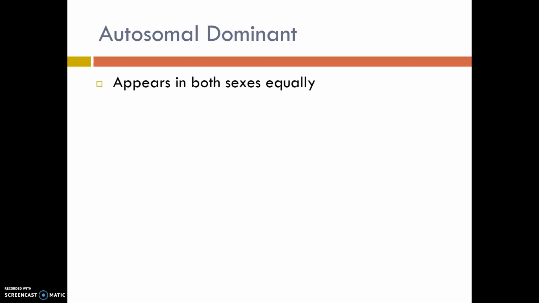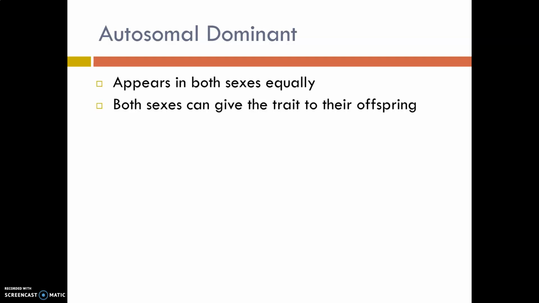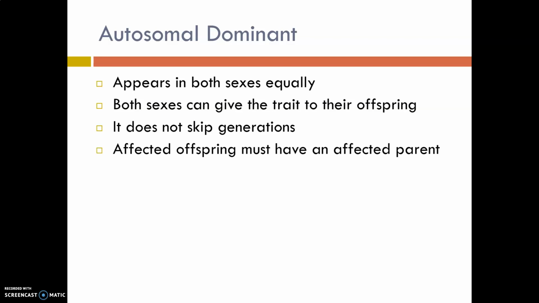Okay. So first, the trait that you're looking at is going to appear in both sexes equally. Both sexes can also give the trait to their offspring, and it's not going to skip generations since it's a dominant trait. Okay, dominant traits, you only have to have one copy of the gene in order to show it. So if you've got that one, you're going to have the trait. So that's why it doesn't seem to skip any generation. So if an affected parent has it, they're going to pass it on to their offspring. Now, that means that on any kind of pedigree that you want to identify as autosomal dominant, you need to see affected offspring having an affected parent.